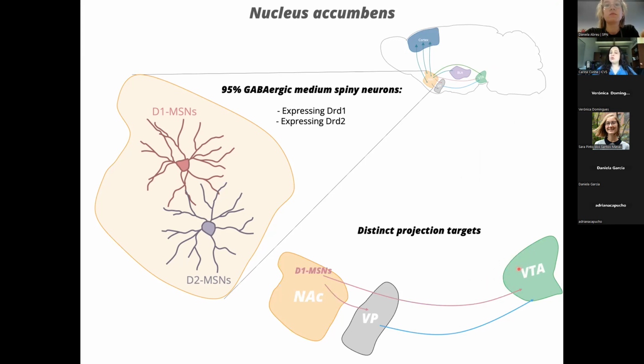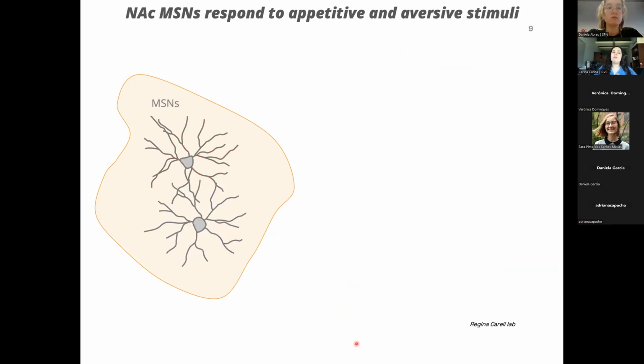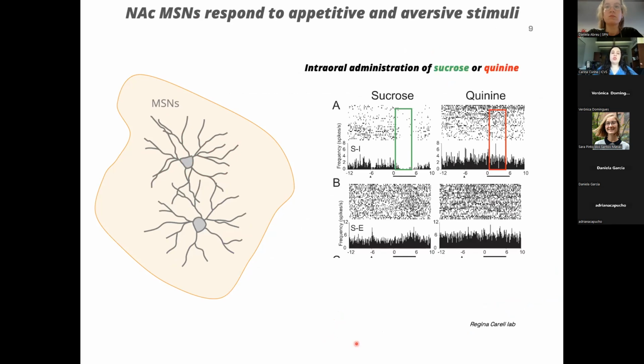So they send signals to the output brain regions, such as the ventral tegmental area, directly from the nucleus accumbens, or they can do this through indirect projections to intermediate brain regions, such as the ventral pallidum. On the other hand, D2 MSNs can only send signals to output brain regions indirectly through sending projections, for example, to the VP.